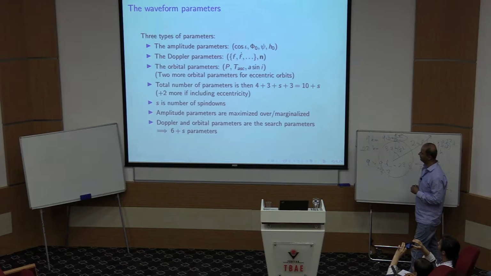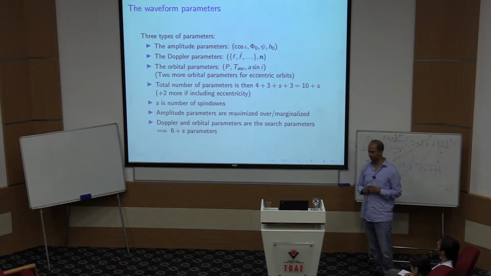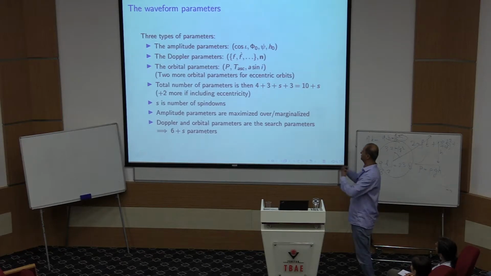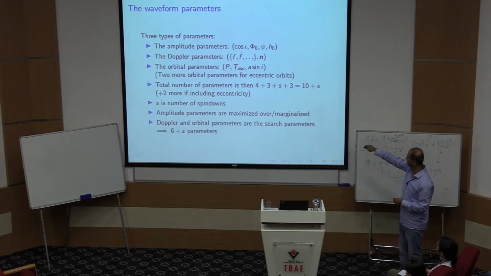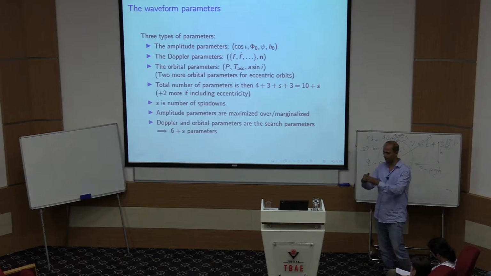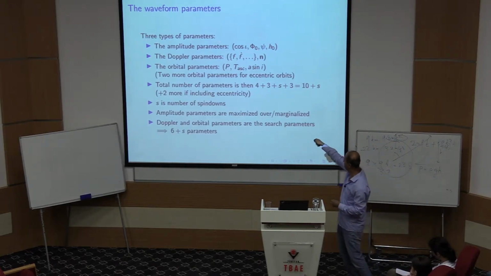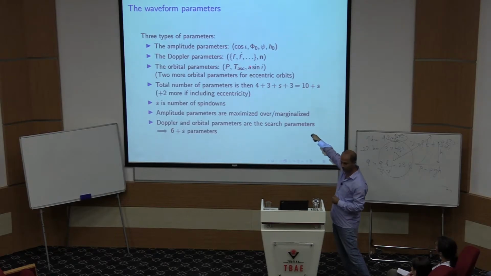And then you have the parameters which change the phase of the system. So phi appears in the phase, but doesn't change the phase evolution of the system. That's what it means. These are what are called the Doppler parameters. These modify the phase of the signal. So this includes the frequency derivatives, the higher derivatives, and so on, and the sky location.